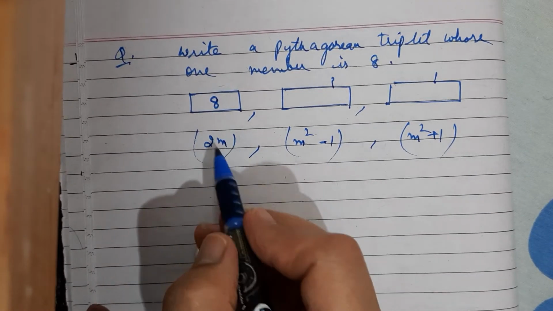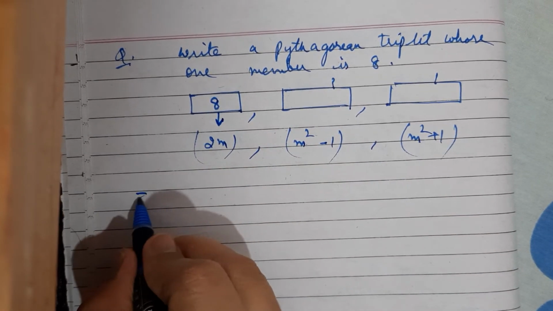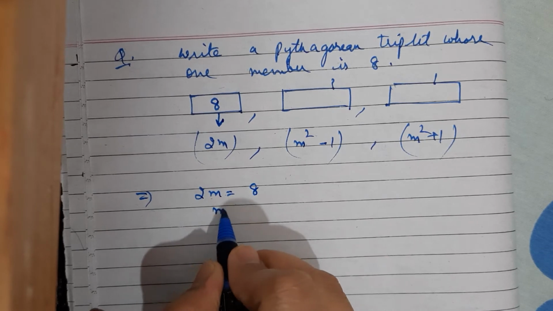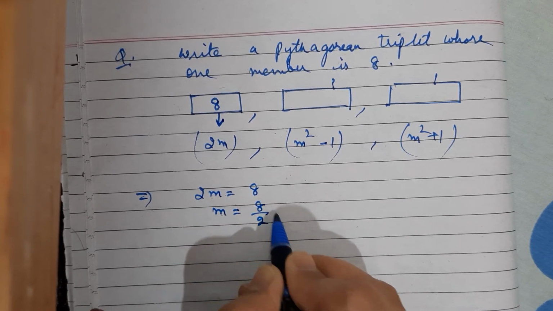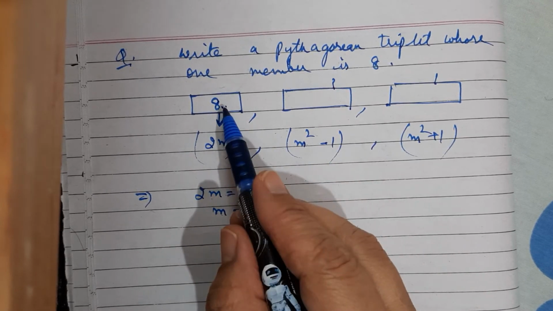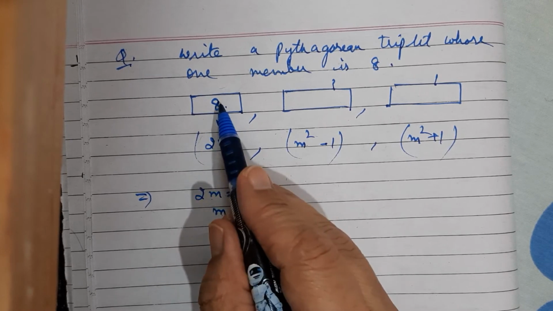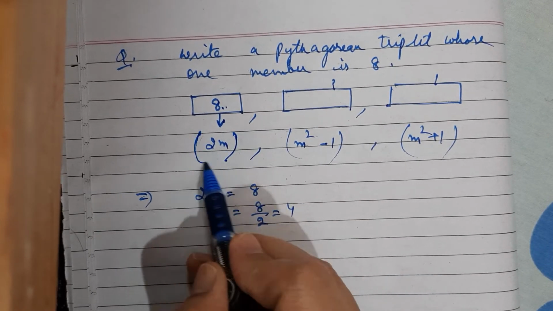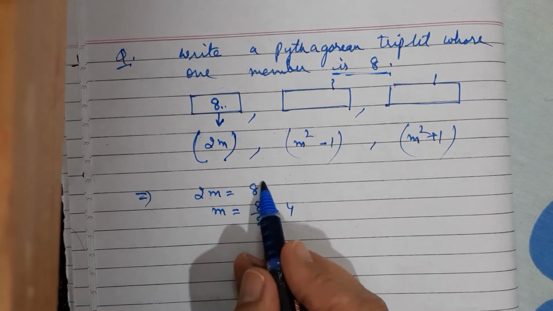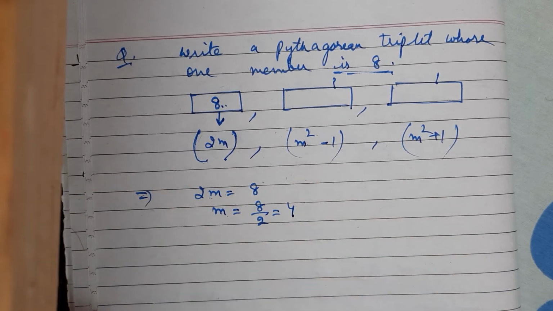So if one number is given, let us take that number as 2m. So this implies 2m is equal to 8. Then the value of m will be 8 upon 2, which is 4. 8 is the member. We cannot take m as 8. M cannot be equal to 8. 2m is equal to 8 because 8 is one of the members given to you in the question. So 2m is equal to 8. M will be equal to 4. Now the value of m is 4.